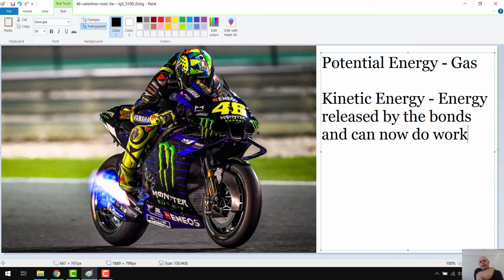And let's look at some other examples. We mentioned gasoline because our first unit was concerned with gas, burning of gas, combustion of gas, and releasing energy. But there's other examples that are important to think of too, that can help us visualize potential energy and kinetic energy.